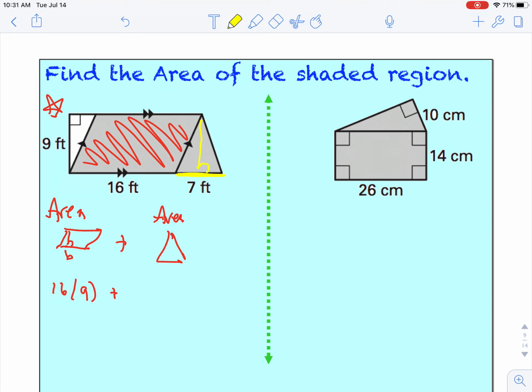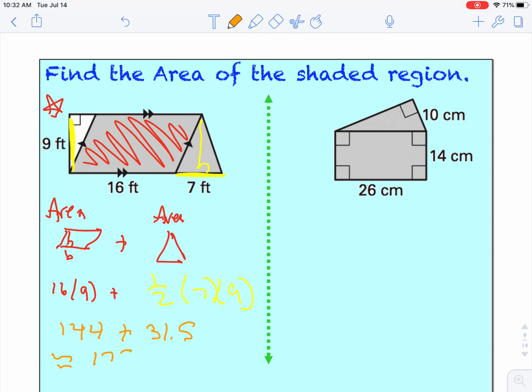The area of the triangle, we have, this is the base of the triangle, and the height right here is the same as this height right here. So the area of the triangle is 1/2 the base times the height. So when I multiply all these together, we get 16 times 9, that's 144. Add that with 1/2 of 63. So 0.5 times 63, 7 times 9, 63.